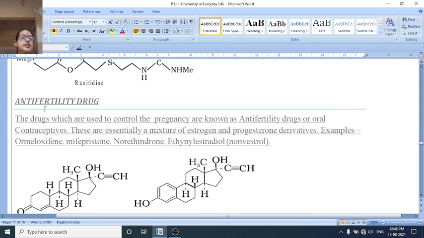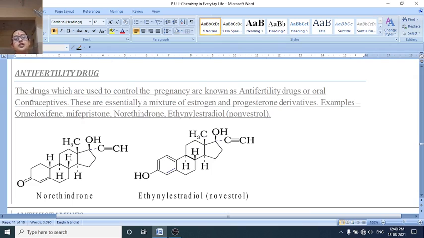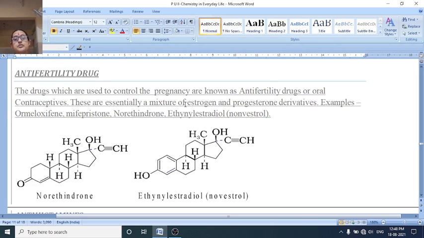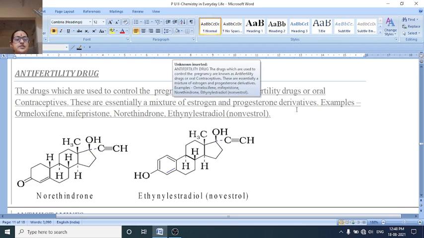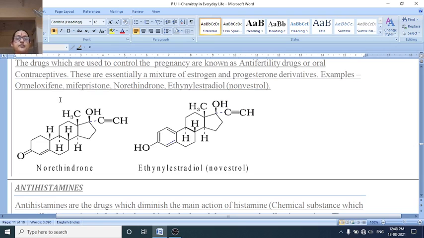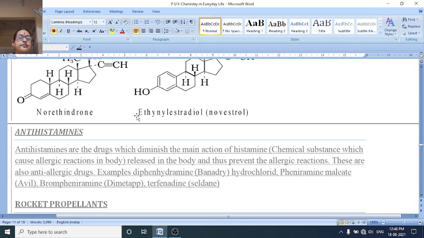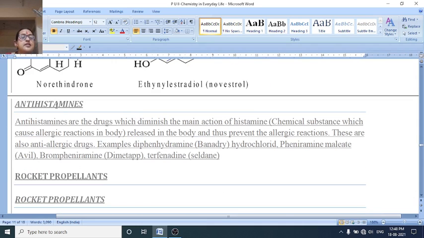Next is anti-fertility drug. The drugs which are used to control pregnancy are known as anti-fertility drugs or oral contraceptives. These are essentially a mixture of estrogen and progesterone derivatives. Here are its examples: mifepristone, then norethindrone.